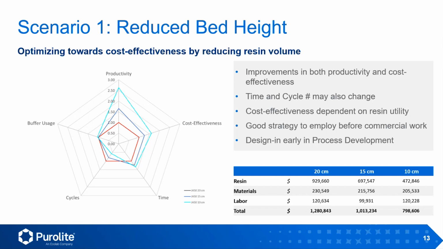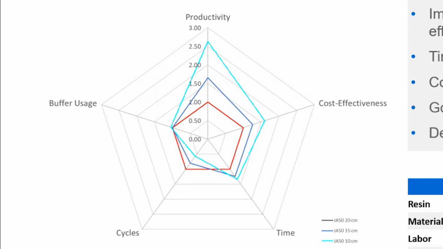So what I've done here is optimize the purification costs towards cost effectiveness to try to get the most cost effectiveness outcome. So the chart on the left shows productivity, cost effectiveness, time, cycle number, and buffer consumption. So the red line in the center represents the 20 centimeter bed height. Anything outside of that line represents an improvement in the performance metric. Anything inside of that line represents a reduction in that performance metric.